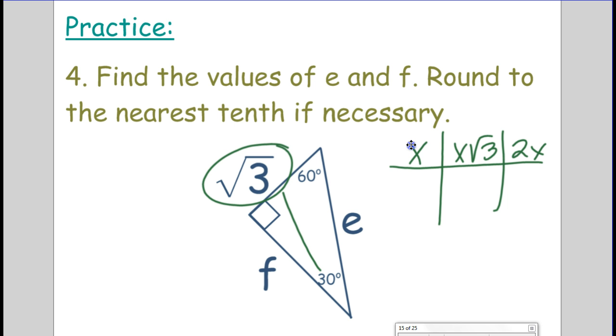Martin, where do I put this in my chart? Root 3 is across from 30. In my chart, where would I put it? In the x. Be careful. Remember, this is 30, 60, 90. So in my chart, I put it here, even though it doesn't look like it goes there, because it's across from 30. I see frowns. It's okay. It's across from 30, so root 3 is x.